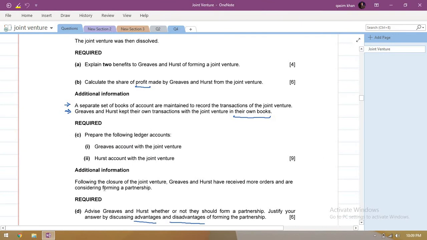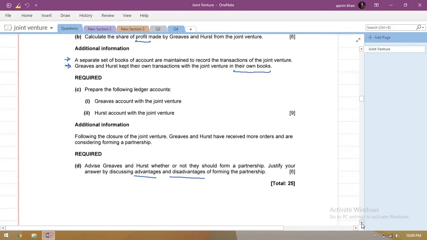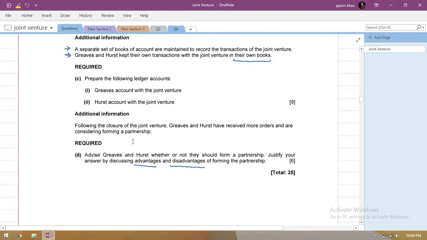Next, additional information. Following the closure of the joint venture, Greaves and Hurst have received more orders and are considering forming a partnership. Their venture was profitable, plus they are receiving more orders, and now they are considering forming a partnership. Advise Greaves and Hurst whether or not they should form a partnership. Justify your answer by discussing the advantages and disadvantages of forming a partnership.